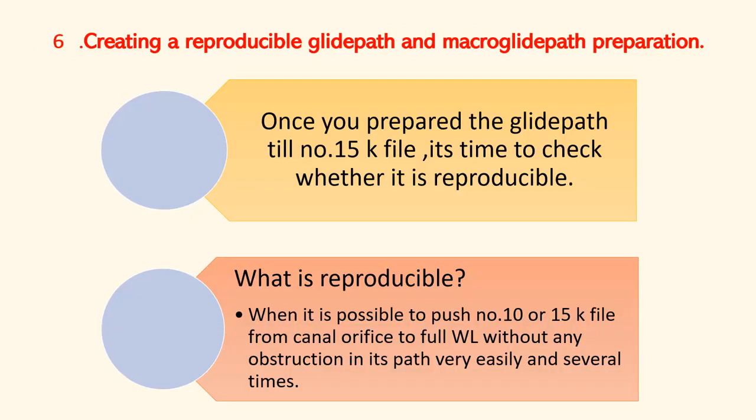Now the next step is creating a reproducible glide path and a macro glide path preparation. Once you have prepared the glide path till number 15K file, it's time to check whether it is reproducible. So what is meant by reproducible? When it is possible to push a number 10 or 15K file from the canal orifice to the full working length without any obstruction in its path, very easily and several times, then it is called a reproducible glide path.